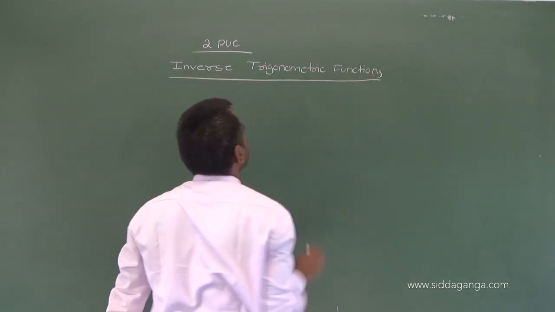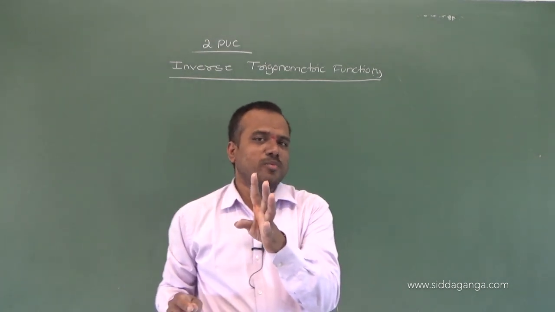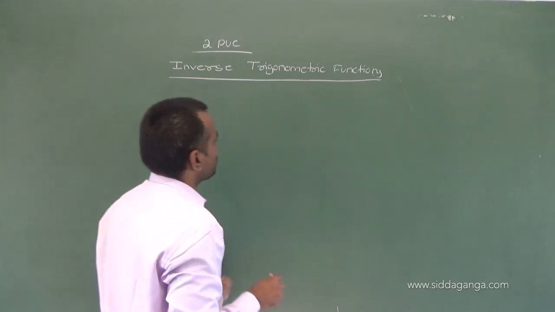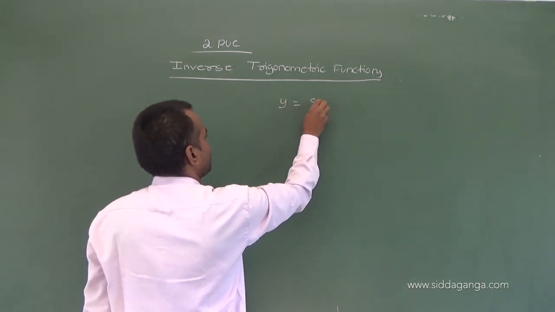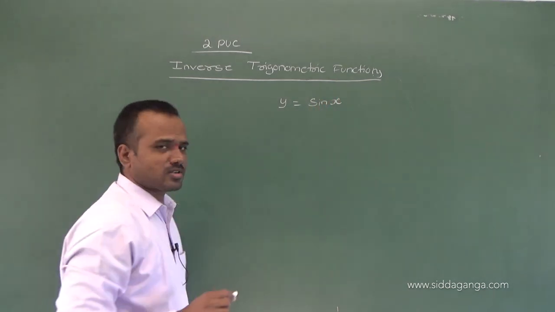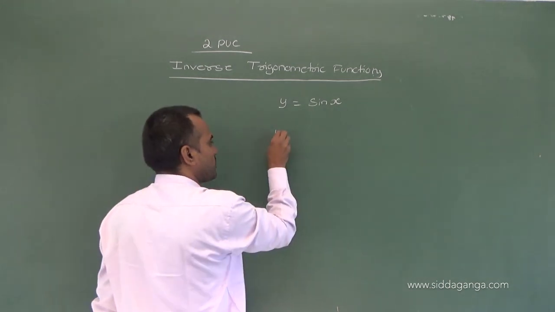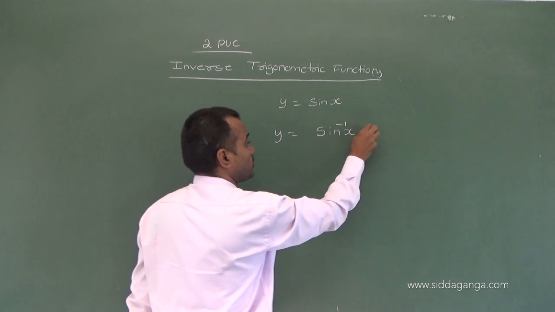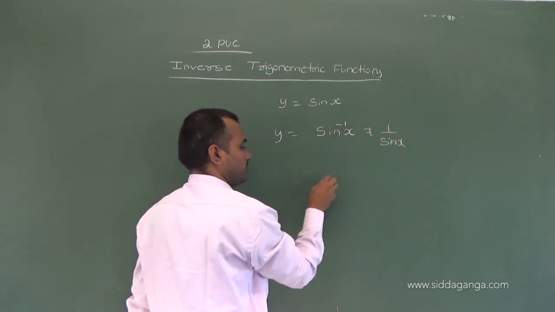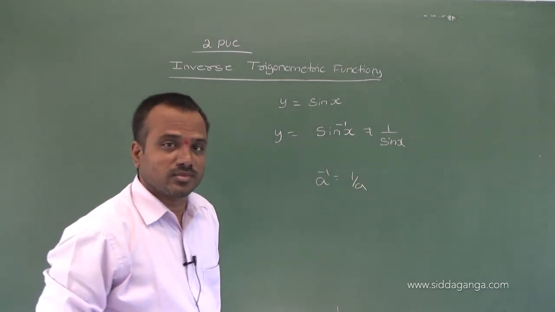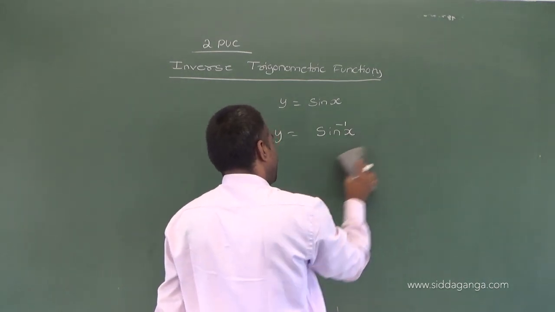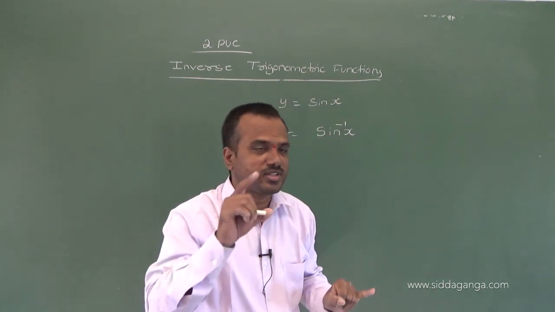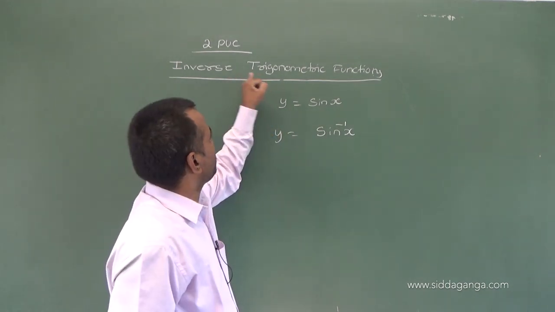Inverse trigonometric functions. So all 6 trigonometric functions are there: sin x, cos x, tan x, cosecant x, secant x, cot x. Inverse trigonometric function means, see, observe here, if y is equal to sin x, it is a trigonometric function. Suppose if I write y is equal to sin to the power minus 1 x, it is not equal to 1 by sin x, remember. It is a symbol to denote inverse trigonometric functions.